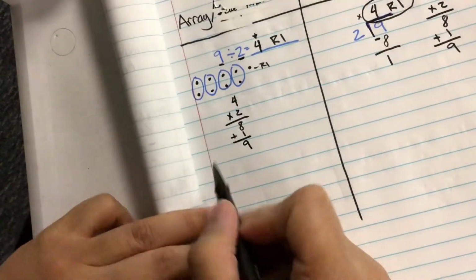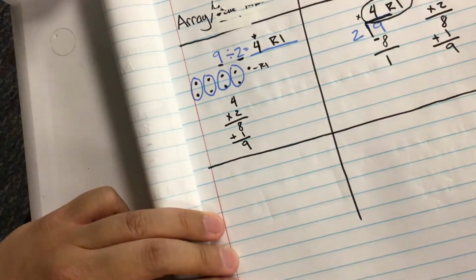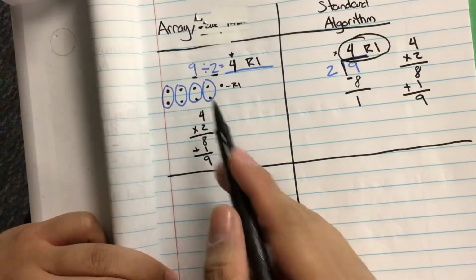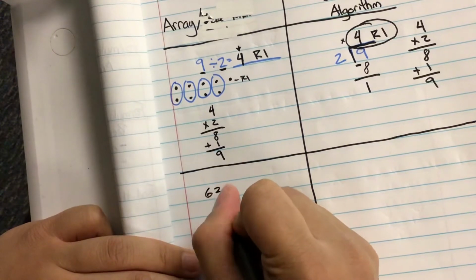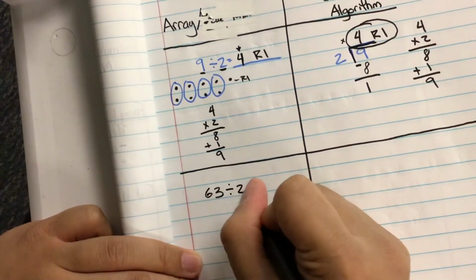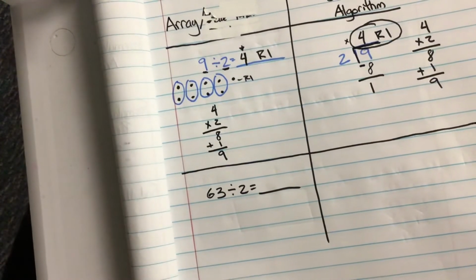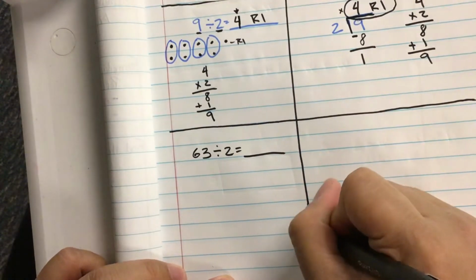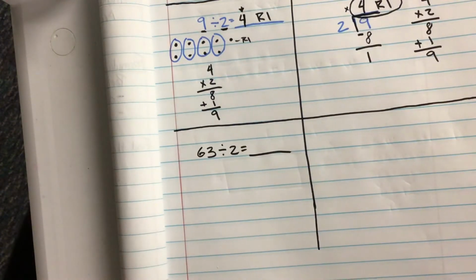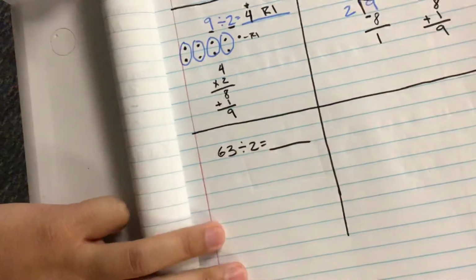Now, what if we have a much larger number? Okay, if we have a much larger number than 9, let's say we have the number 63, and we want to divide that by 2. That's going to be a lot of dots to draw, and then a lot of groups to count. I'll show you what it looks like, and I'll let you know how long it takes for me to do all of this, okay? So I'm going to start a timer now.